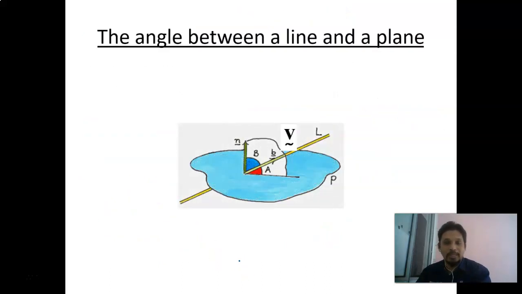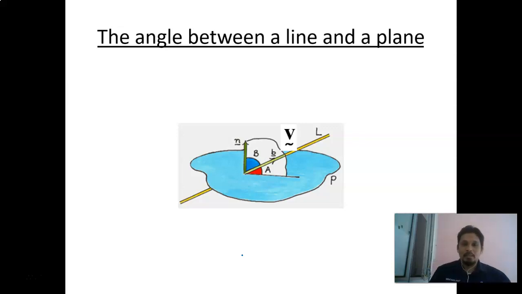Angle between a line and a plane. Again, just imagine that there is a plane and there is a line passing through the plane, which is not at 90 degrees, like what we discussed just now. The line makes an angle with the plane, something like this. As we know, the equation of the plane has a normal to the plane, r dot n equals a dot n, where n is a normal to the plane, and there is a line L passing through the point.